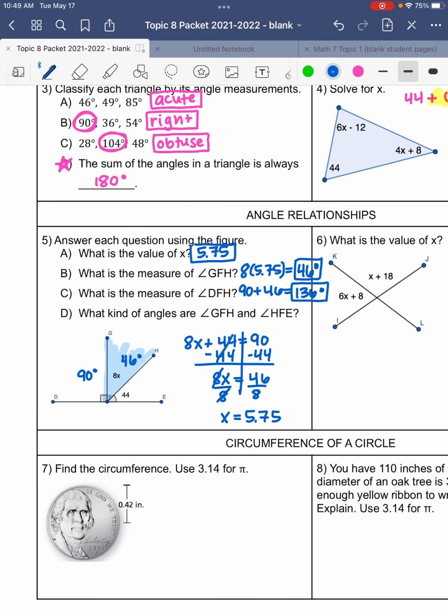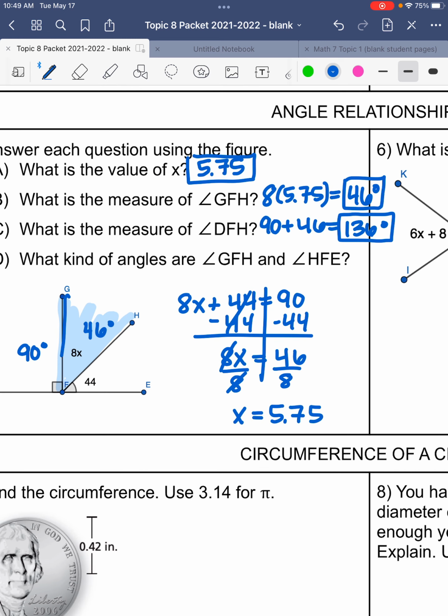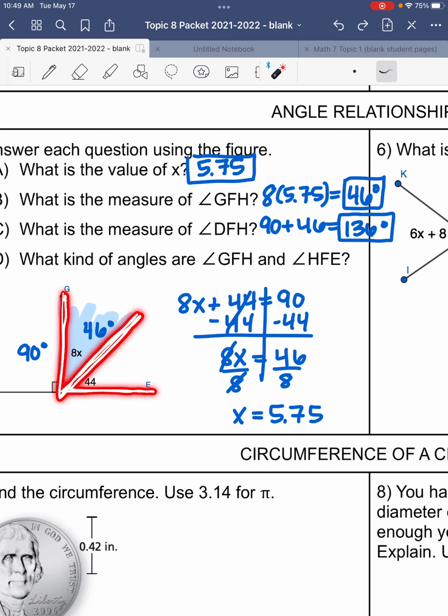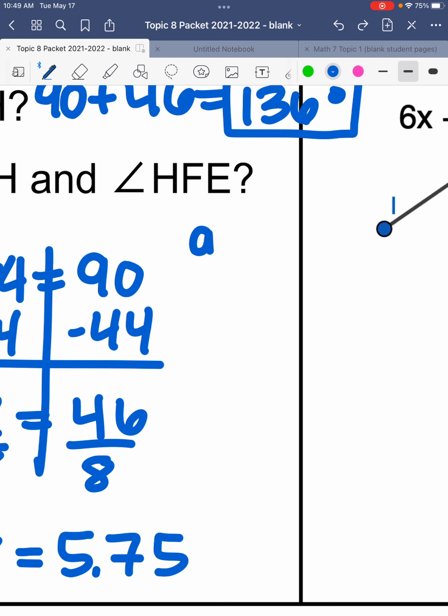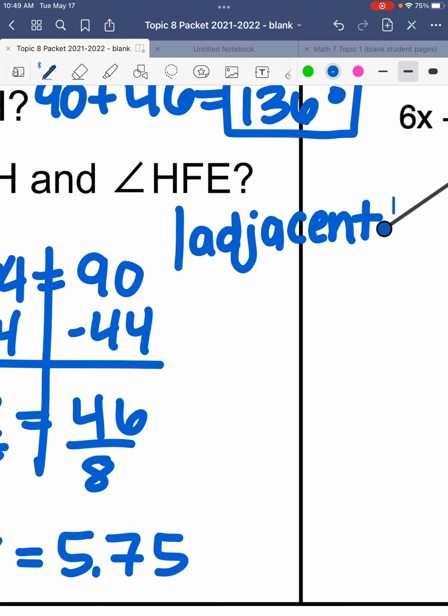And in D, what kind of angles are angle GFH and angle HFE? So GFH, let's change to my little highlighter thing. GFH is here, and HFE is here. So what kind of angles are those? Well, they're right next to each other. What do we call angles that are right next to each other? We call them adjacent. They are next to each other.